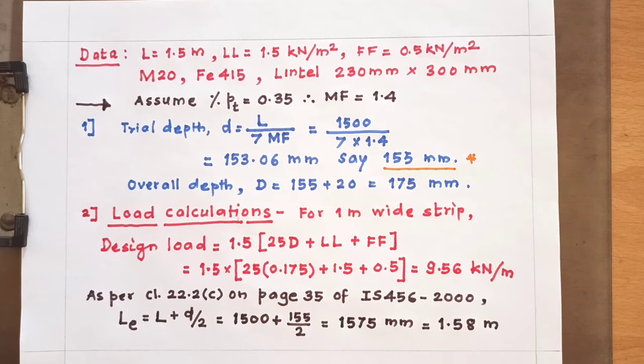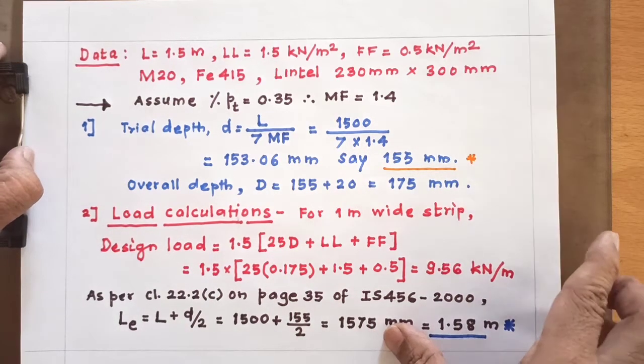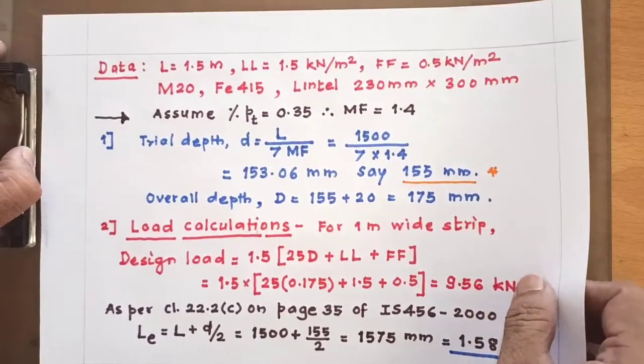For cantilevers, effective span is definitely the length of the cantilever projecting out from the lintel plus the half of the effective depth of that cantilever slab.